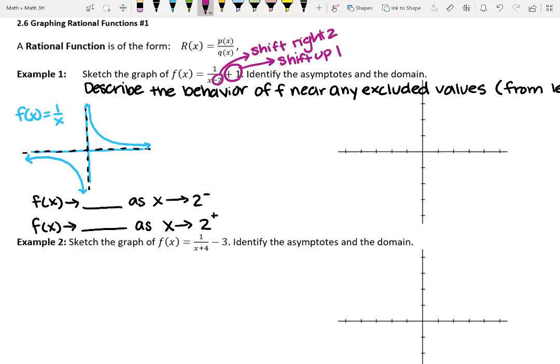So I'm going to take these asymptotes from my parent function and shift them. The vertical asymptote, if I shift it to the right by 2, ends up over here at the positive 2. And then I'm going to take my horizontal asymptote and shift that up 1.